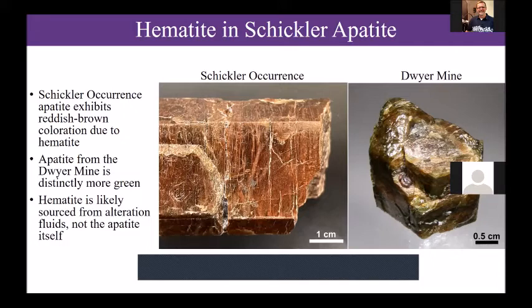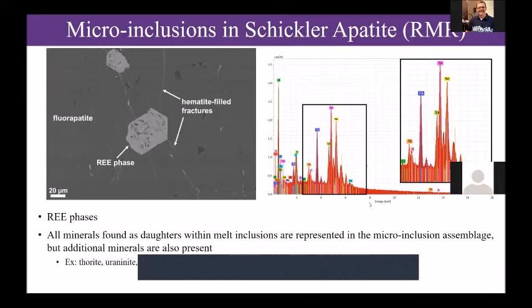So in addition to the RMR process happening with fluids coming in and causing alteration to the apatite, we have additional fluids coming in to bring in iron to form the hematite. And hematite is usually precipitated along fractures, like these fractures in this example here.